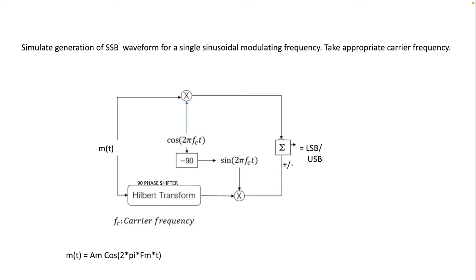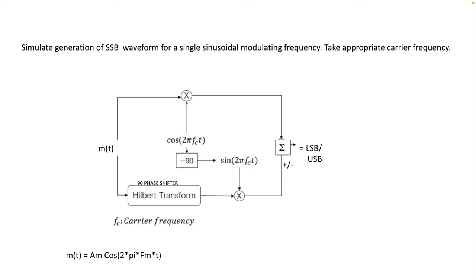Today we are doing an experiment to simulate generation of a single sideband waveform for a single sinusoidal modulating frequency. The single sideband can be produced using a phase shift method. We have two balanced modulators. To one balanced modulator, cos omega mt and cos omega ct go together.